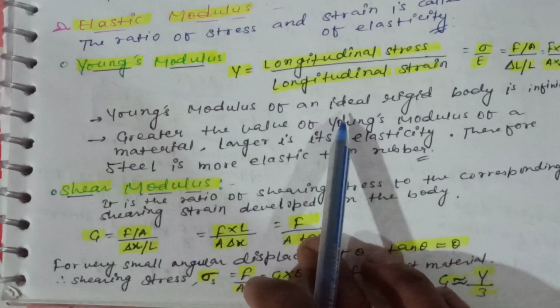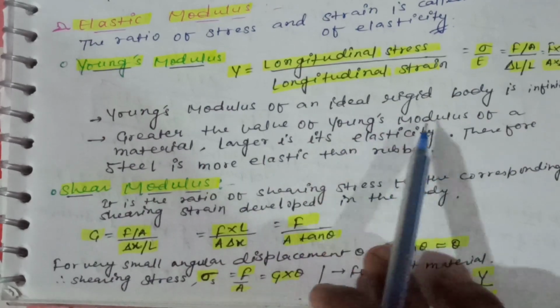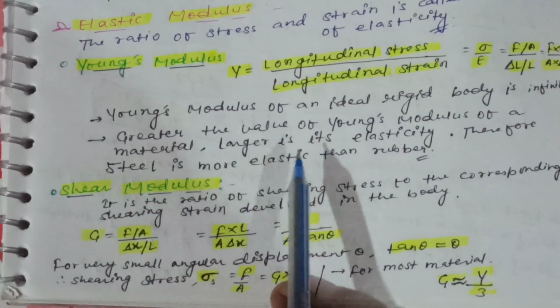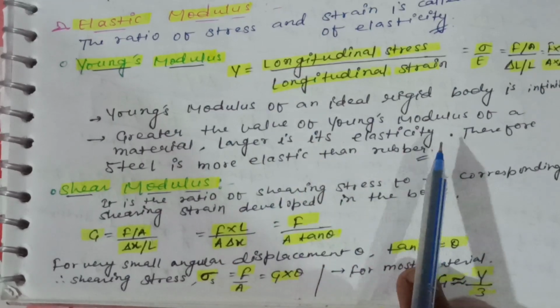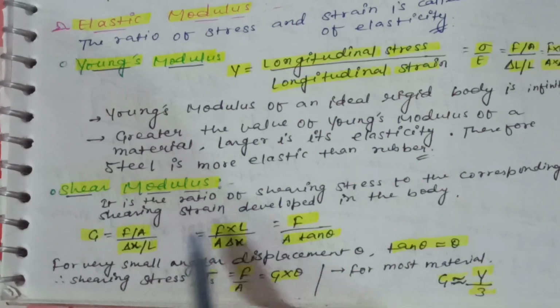Young's modulus of an ideal rigid body is infinity. Greater the value of Young's modulus of a material, larger is its elasticity. Therefore, steel is more elastic than rubber.